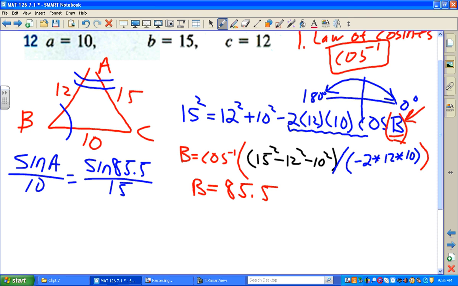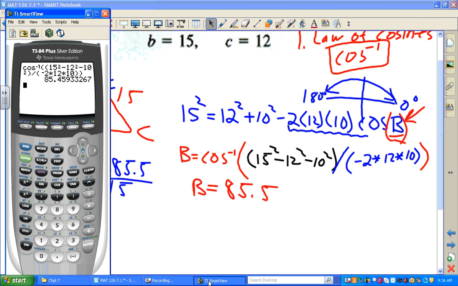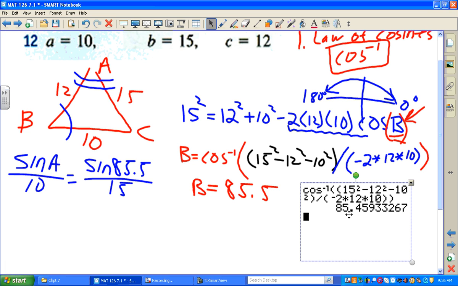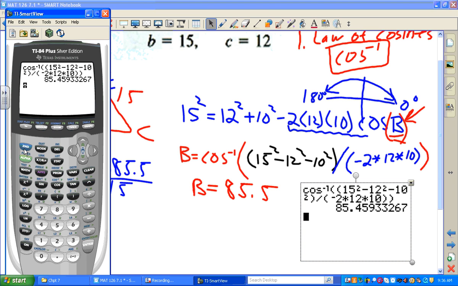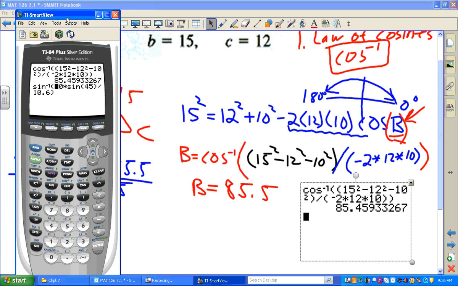Now, in my calculator, there should be the law of sines somewhere. I've already done it, haven't I? Let me put this in right here. And law of sines. Second enter. There it is. Law of sines. So I can put in the 10, the 85.5. Oh, the 10's right there. Nice. The 85.5 divided by 15, I believe.